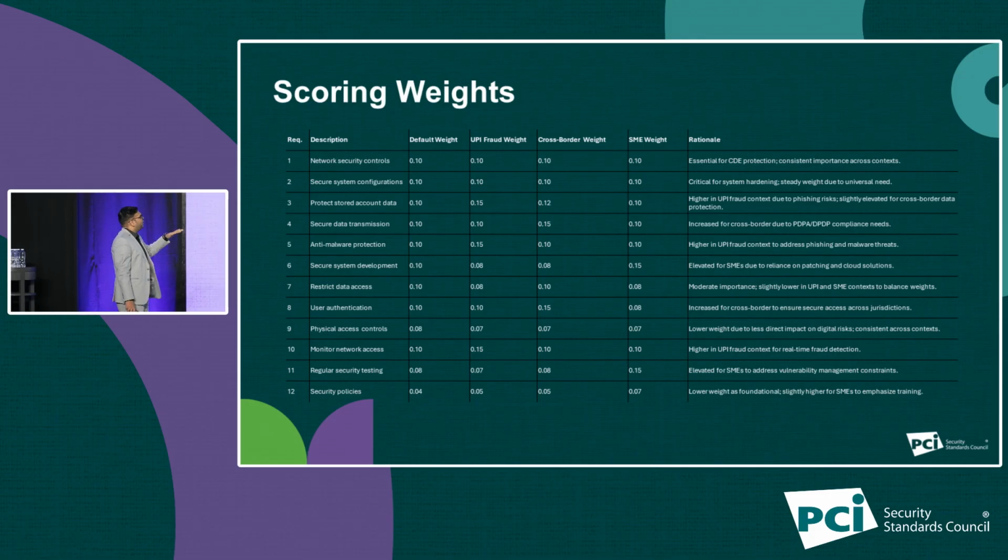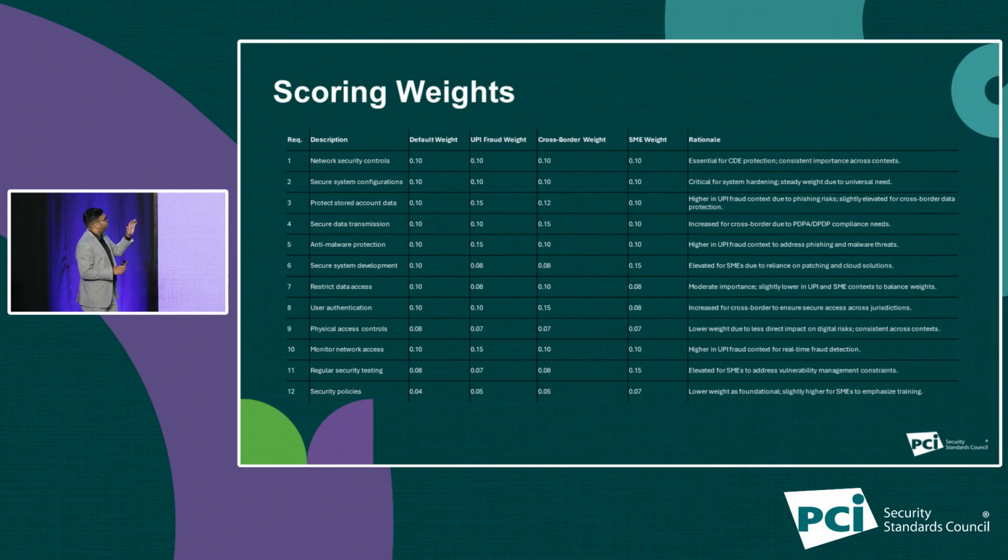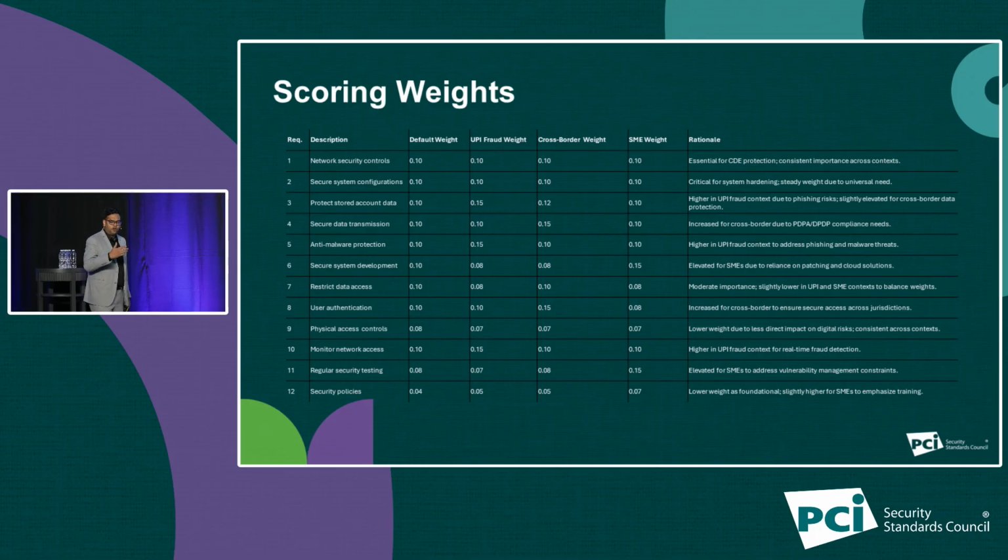So across these 12 requirements, what we have tried to do is put a default weight. You can see which is 0.10, 0.10, 0.10, 0.08, 0.10, 0.08, 0.04. Now, this is based on normalized studying of data. We have taken 2 specialized scenarios, which are cross-border weight and UPI fraud weight. UPI is Unified Payment Interface. A lot of frauds happen through that as well now. And we have adjusted the weights, and we've also given an SME weight to that and a rationale of why we are putting that particular weight based on the scenario.